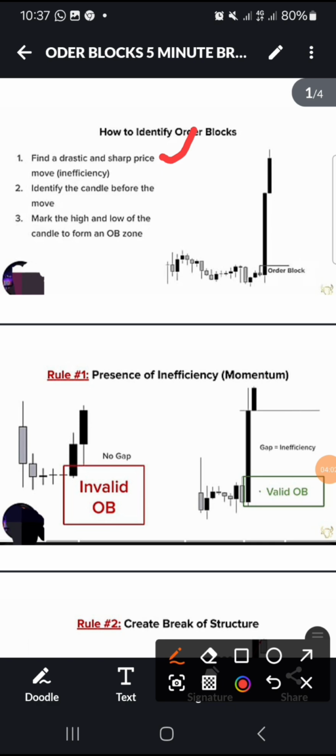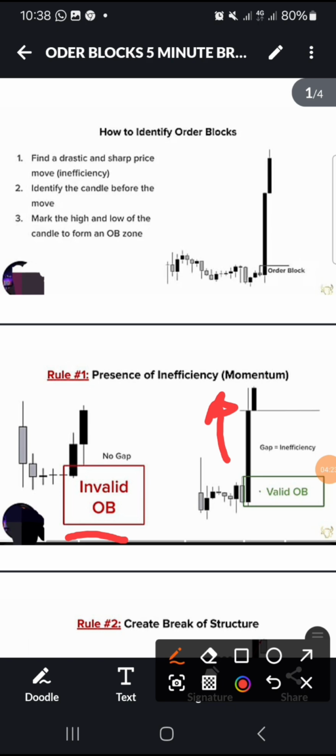Like we said before, that the first thing is that, for example here, this is an invalid gap. The gap should be, like you can see, the gap or inefficiency should be very well in an uptrend. The gap should be very clear, visible and very clear.